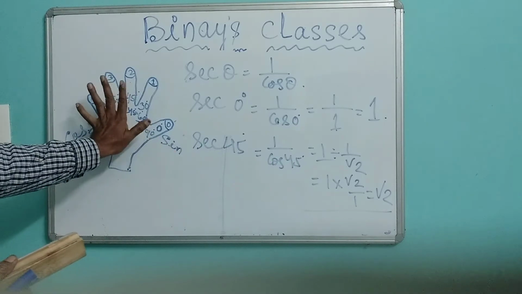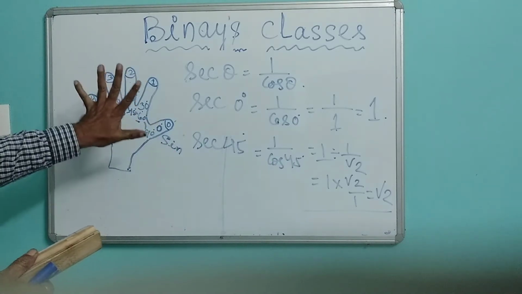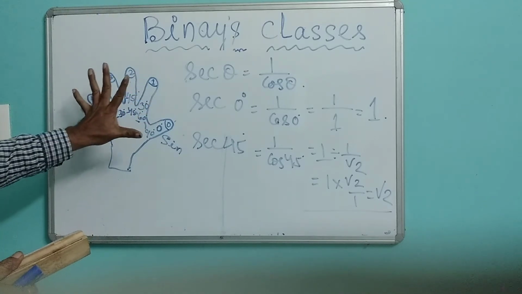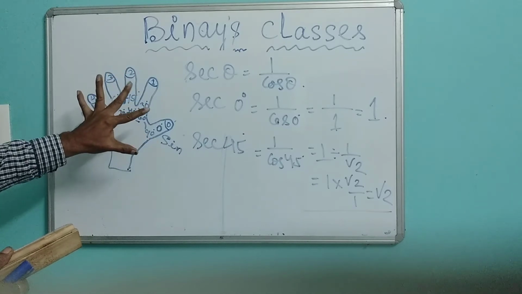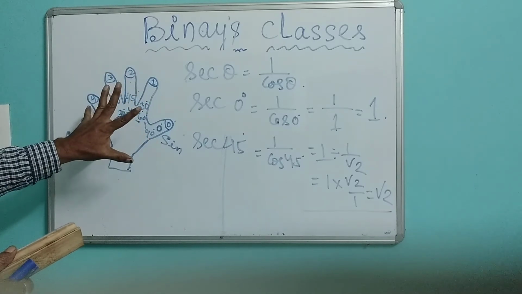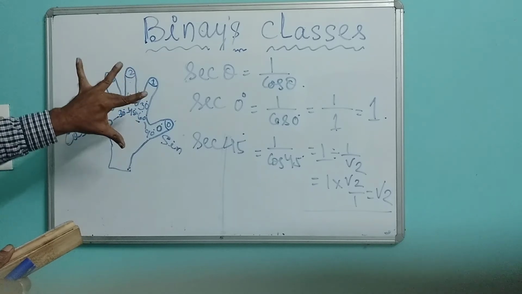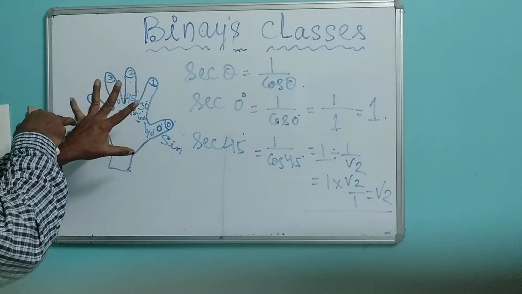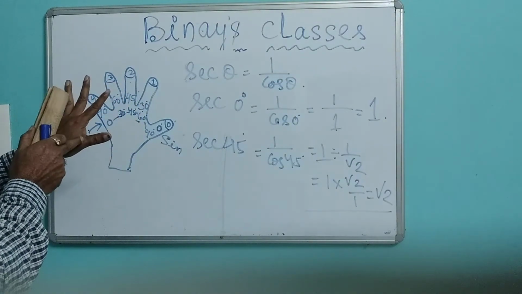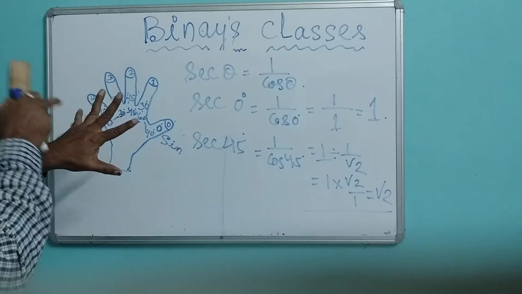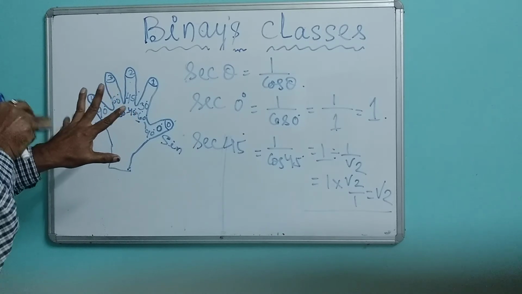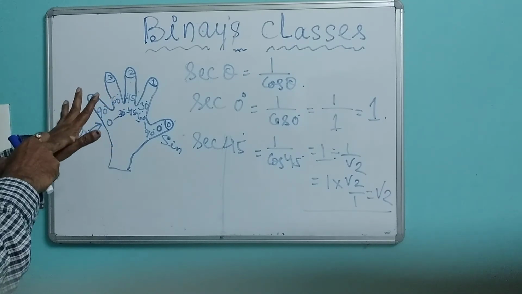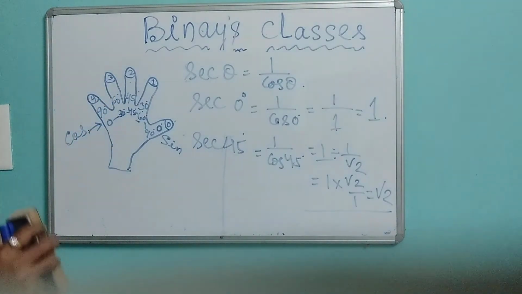Sine starts from your thumb, only use your left hand fingers. This is sine 0, sine 30, 45, 60 and 90, finger number 0, 1, 2, 3, 4. For cos, this angle is 0 degree, this is 30, 45, 60 and 90. This is very easy to remember, very easy to calculate.